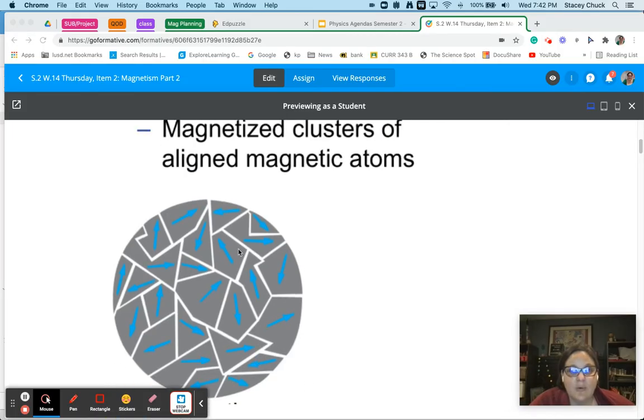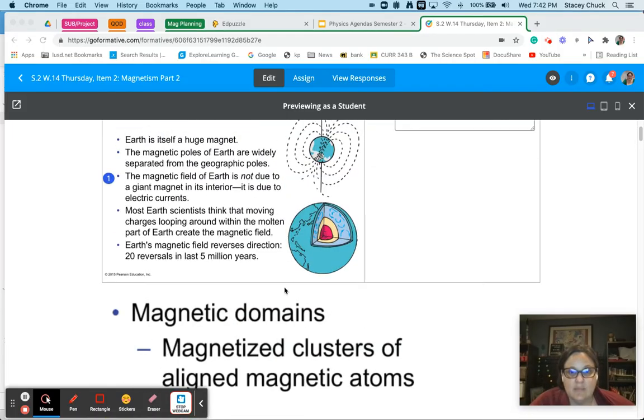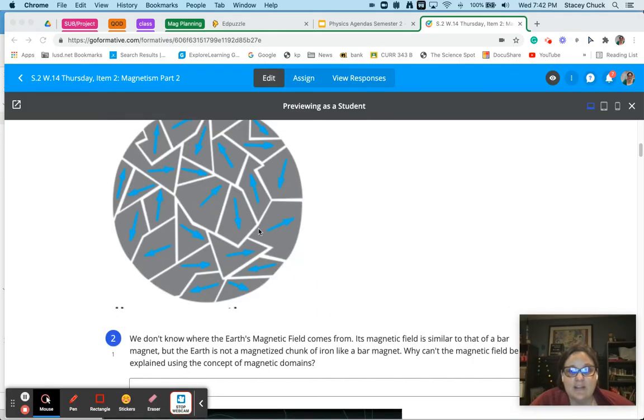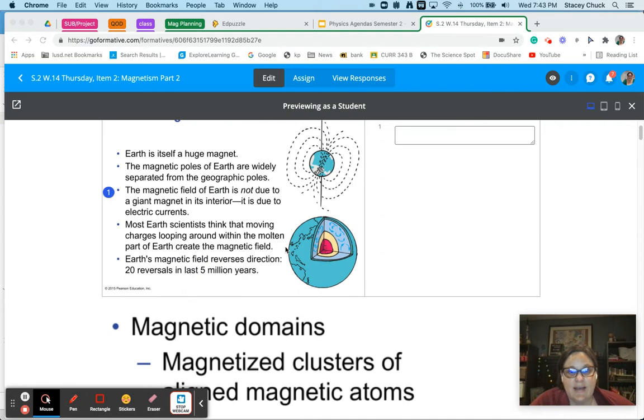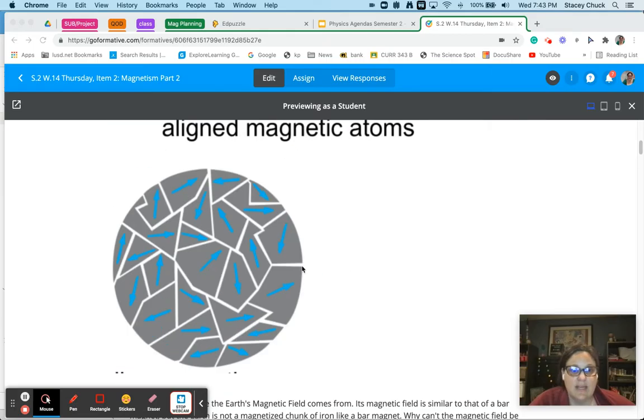Now, this is not what is happening in the Earth's core, because the Earth's core is mainly molten, and so you do not have these locked, fixed, magnetized regions. What causes magnetism in a solid is not the same as the way the Earth's core functions as a magnet, because it is molten and moving around. And we are talking here about stationary atoms and domains.